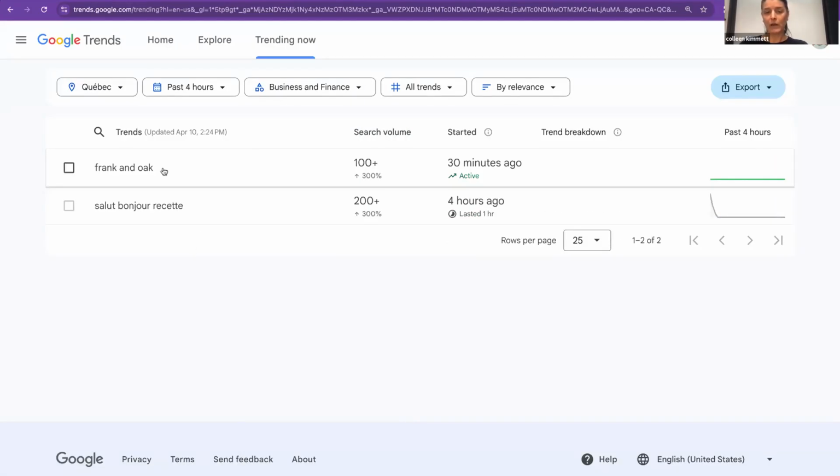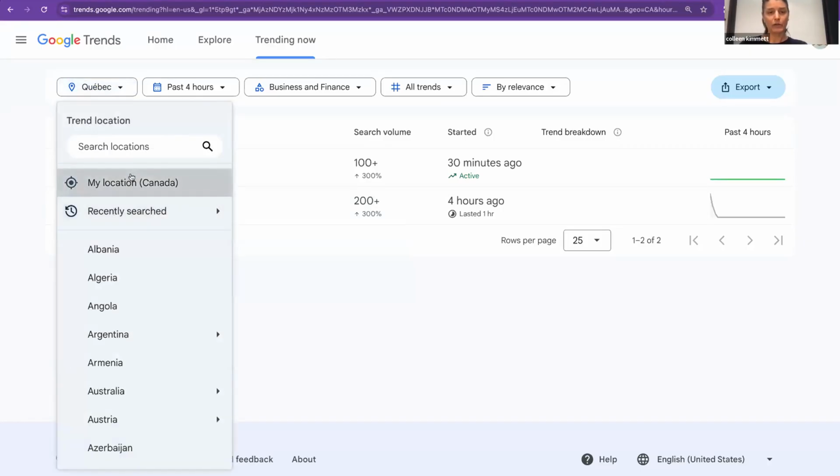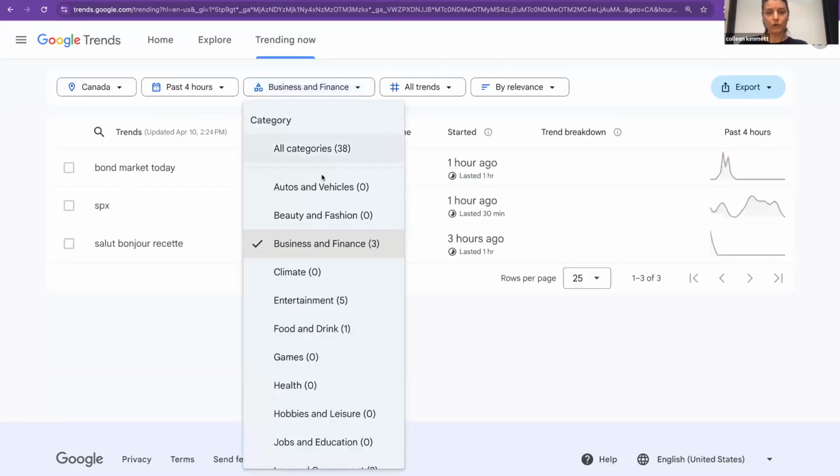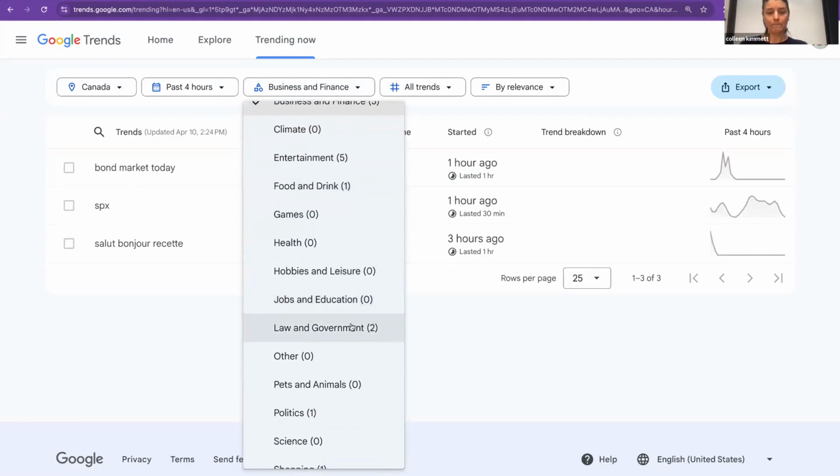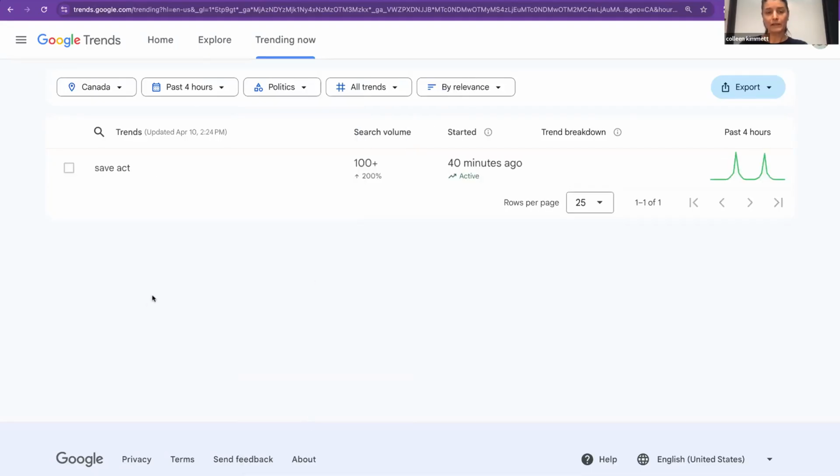So we have the clothing company I mentioned. This looks like a recipe option. I'm going to go back to Canada to just broaden my search, and we should see more options here. If we go to politics, Save Act, I'm not sure what this is.